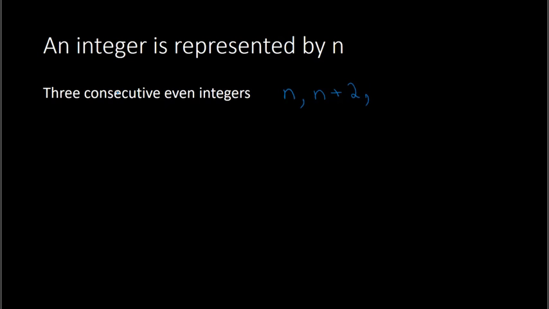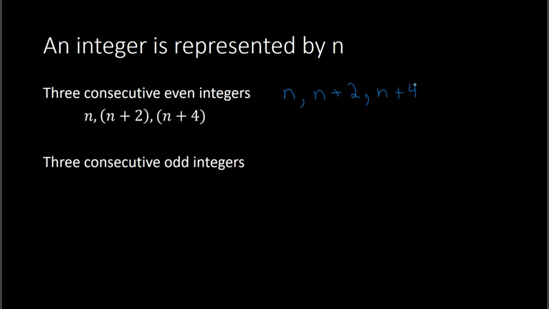But we need three consecutive numbers, so the next one would be 2 more than this, so 2 more than n plus 2 would be n plus 4. So my 3 consecutive even integers would be n, n plus 2, and n plus 4.